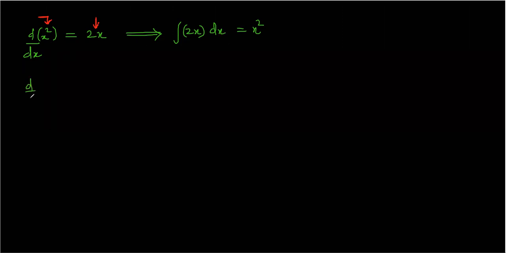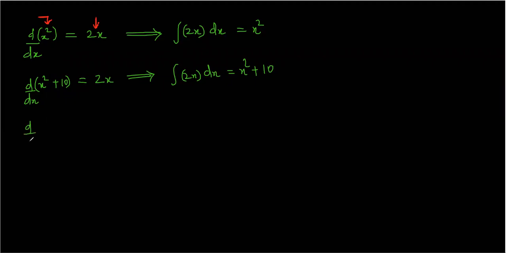Then next I write d by dx of x square plus 10. So you all know, students, d by dx of x square plus 10 will be d by dx of x square plus d by dx of 10. Now d by dx of x square is 2x and d by dx of 10 is 0. So d by dx of x square plus 10 is 2x. Applying the definition of integration, I get integral 2x dx is equal to x square plus 10.